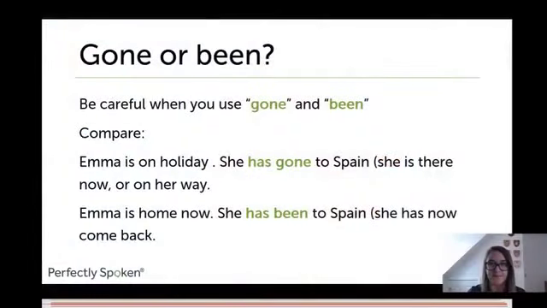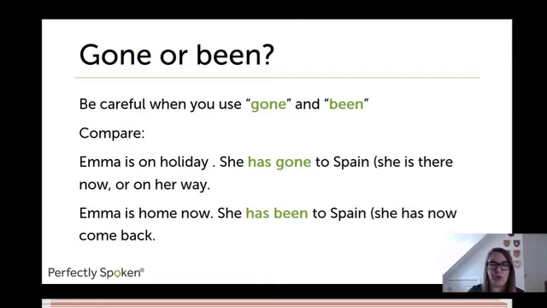Okay, before we finish the lesson, there is one important point I want to tell you about with this tense. Gone or been. So be careful when you use gone and be careful when you use been because they have a different meaning. I've given you 2 examples so you can see what I mean here. So the first one, Emma is on holiday. So I can say she has gone to Spain because she's there now, or she's on her way. Maybe she's on the plane.